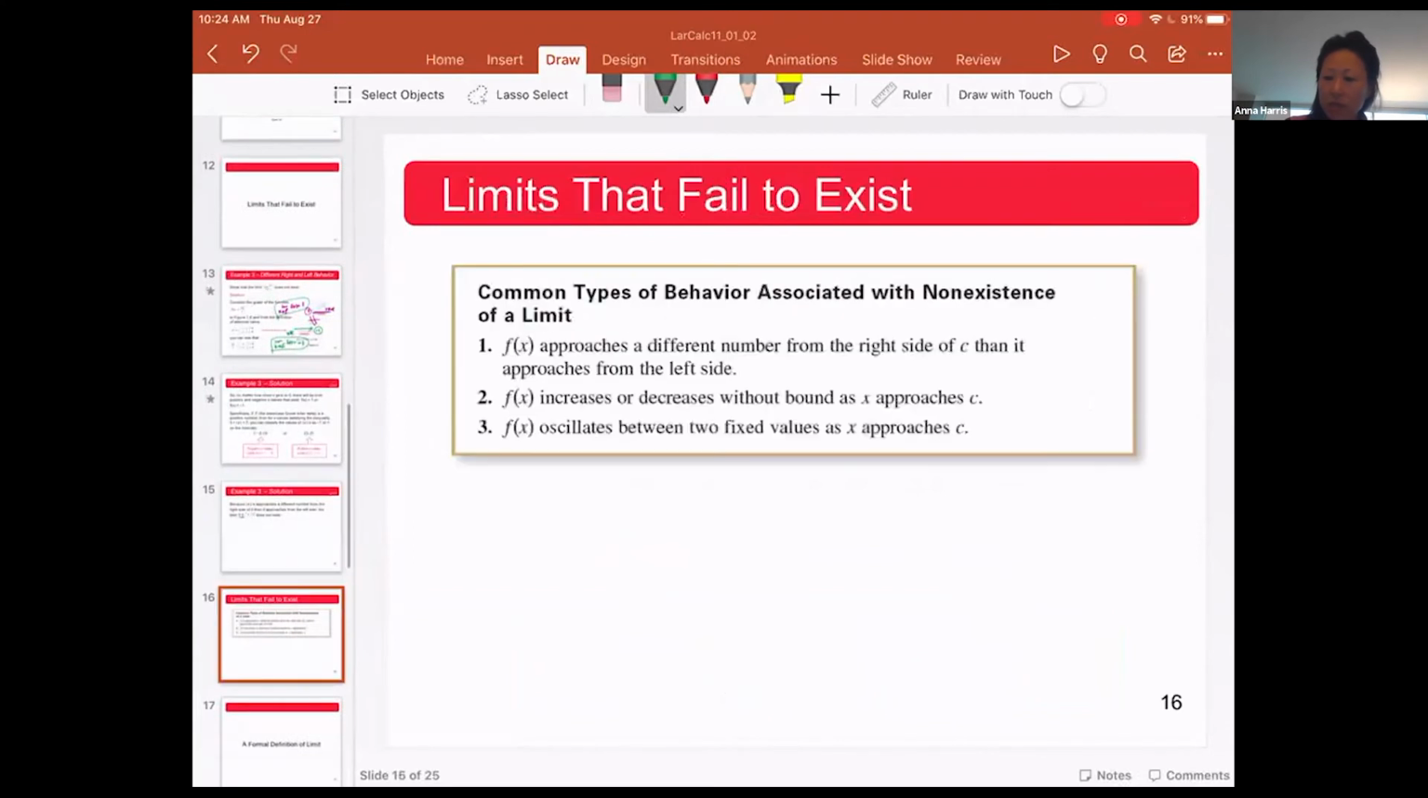Now let's move on to limits that fail to exist. Common types of behavior are associated with the non-existence of a limit. f approaches a different number from the right side of c than it approaches from the left-hand side. So I'm going to call the point c.